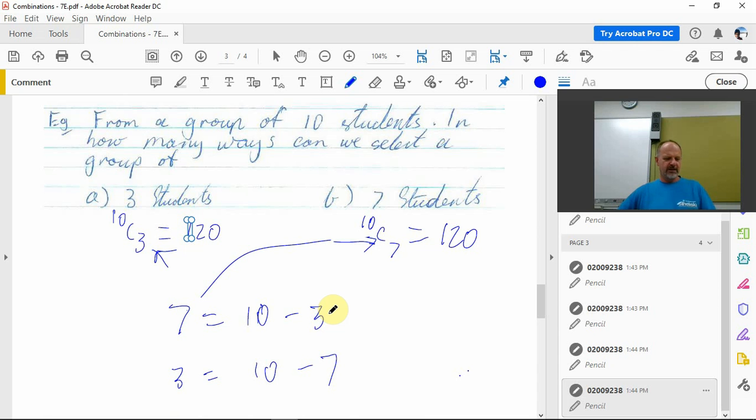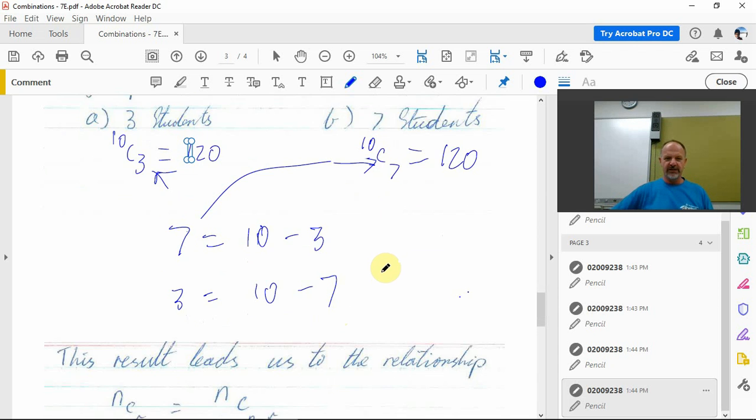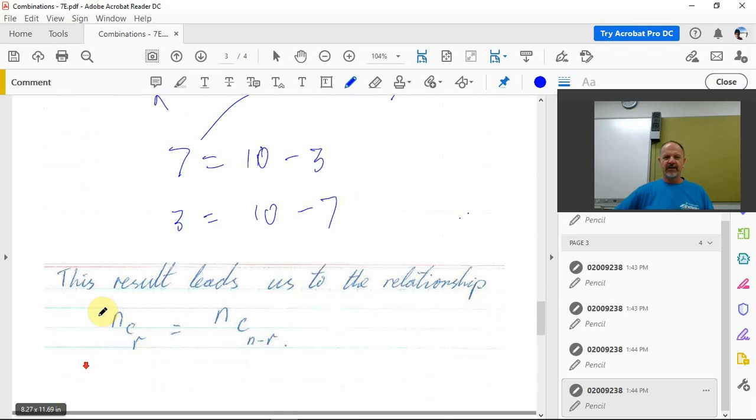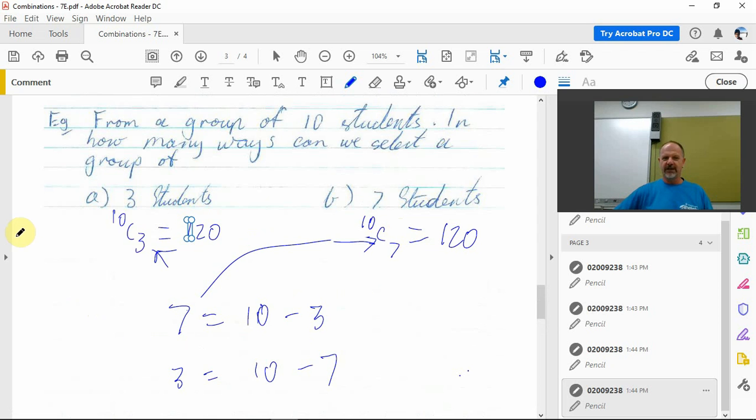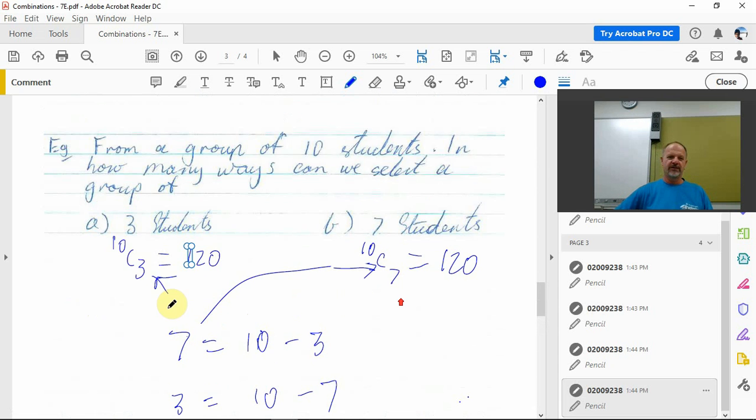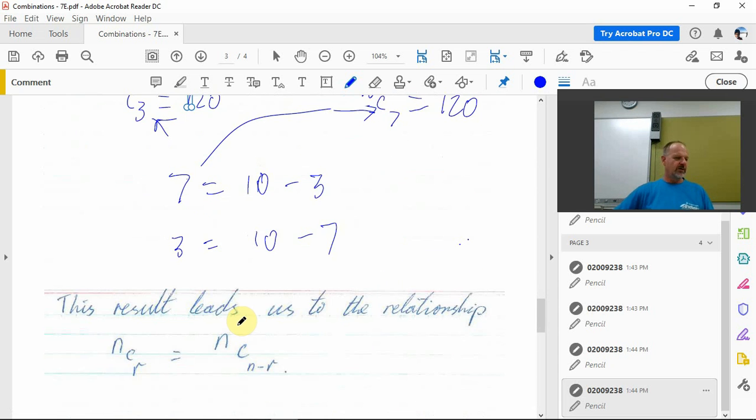All right, so that leads us to a pattern that occurs with our combinations, and that's this pattern here: nCr is the same as nC(n minus r). In this case, r is 3, so 10C3 is the same as 10C7, because 10 minus 3 is 7. And sometimes that's handy.